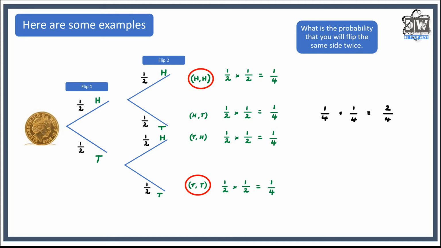Because let's have a look. Half the time, I would either flip a head, head, or a tail, tail, won't I? That's half the time. The other half, I'll flip non-matching sides. So we have 1/2 as our answer. Hopefully that makes sense to you. Let's look at another question now.